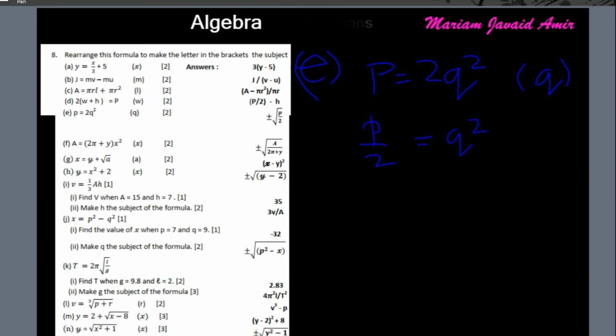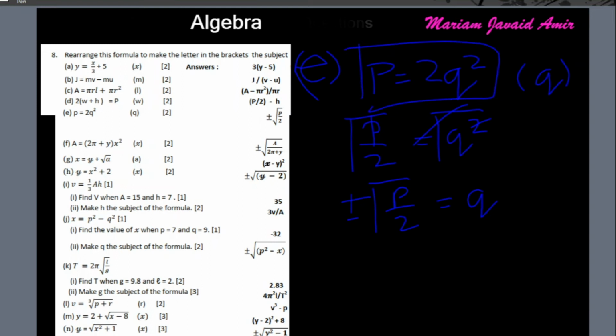To get rid of the square on top of q, we'll take under root on both sides and we'll be left with p over 2, and on the right hand side square and under root would cancel out. We should give our answer in plus minus form because this is a quadratic equation and a quadratic equation has two answers. So remember to write plus minus with the under root.